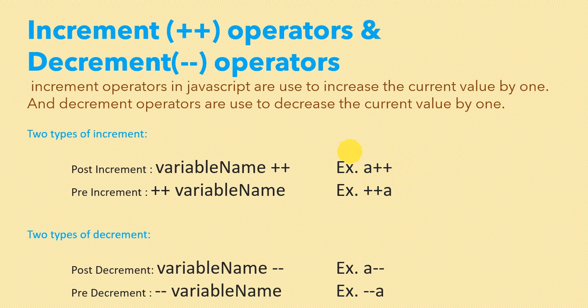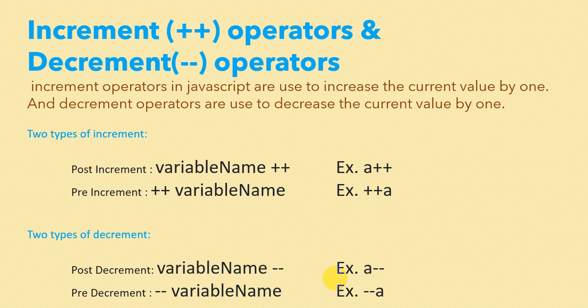Before moving further, I just want to show you what is exactly happening between pre and post increment or decrement. Once you get the answer of pre increment and post increment, then it is very easy for decrement, just opposite, it will decrease the value by 1. So let's have a look at our programming language, we are going to start with JavaScript.